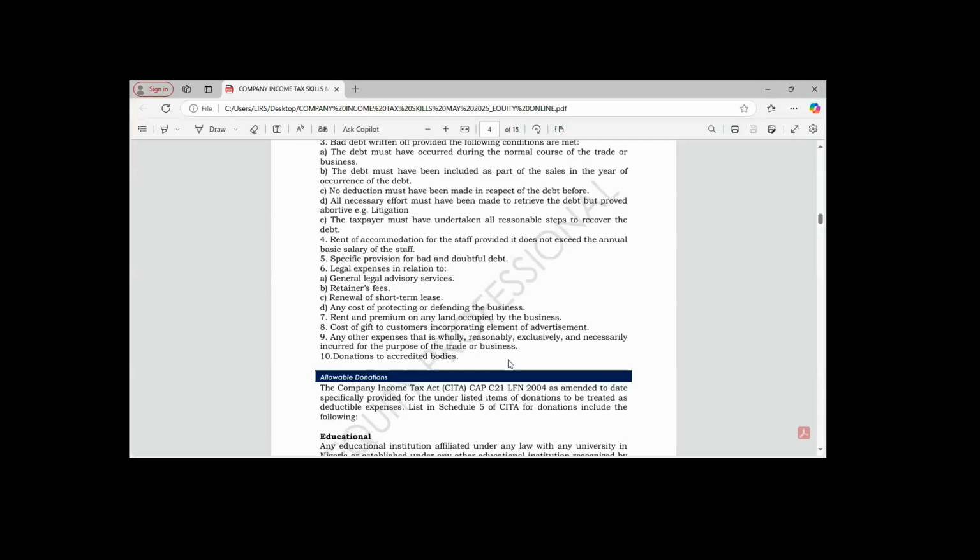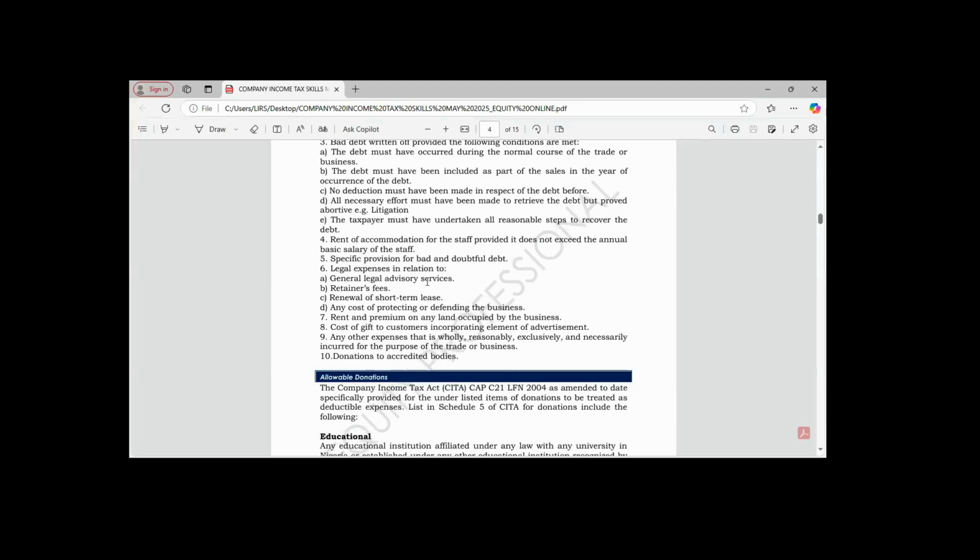So the money you pay to them is usually called legal advisory services or retainership fee. Those fees that you pay to them are allowable expenses.